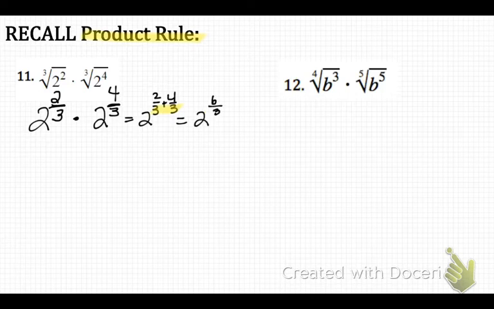And what is 6 divided by 3? 2. And what is 2 squared? 4. So that would be my final answer, okay? I'm going to show you a second way, okay? And I'm going to write that second way in red.